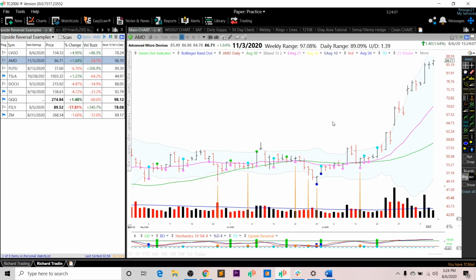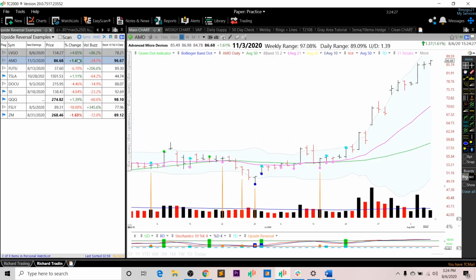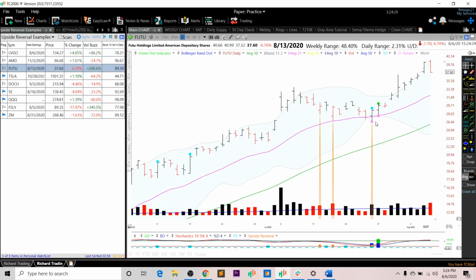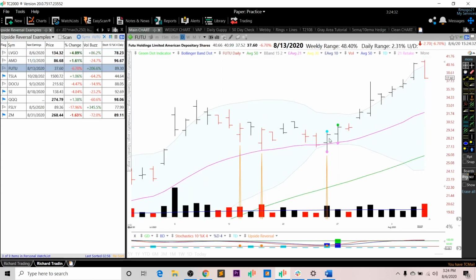And that allows you to sit through some of the pushbacks, such as these pullbacks right here, these inside days, without really worrying about your position. So that is AMD, and going through a few more examples, you can see Futu also had an upside reversal on this day right here. It was also right near a downward trend line. So I think it's great when all these different indicators and setups align on the same few bars.